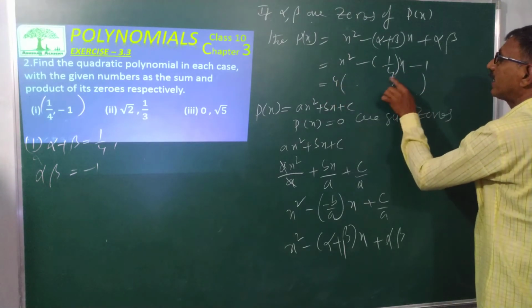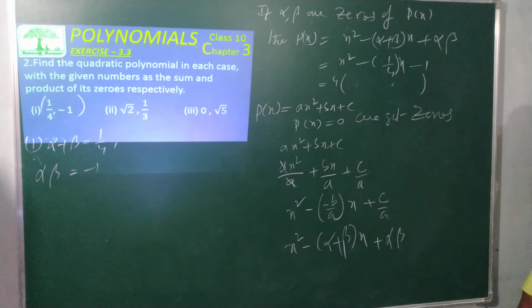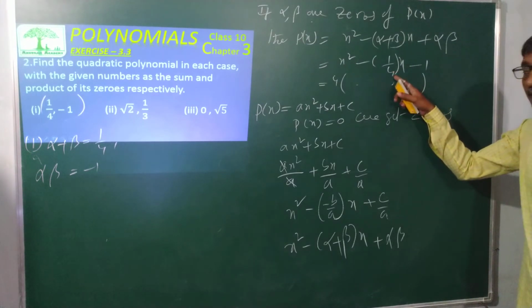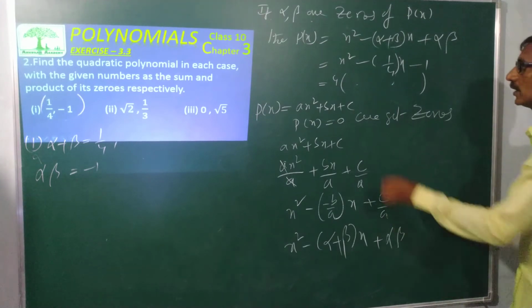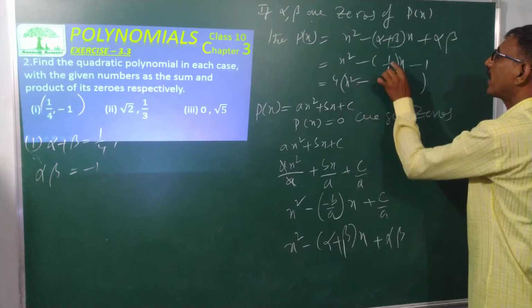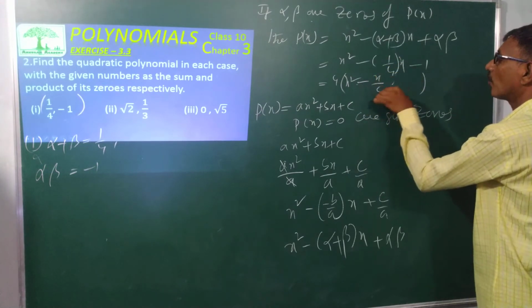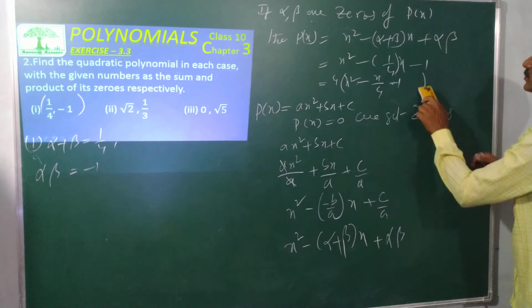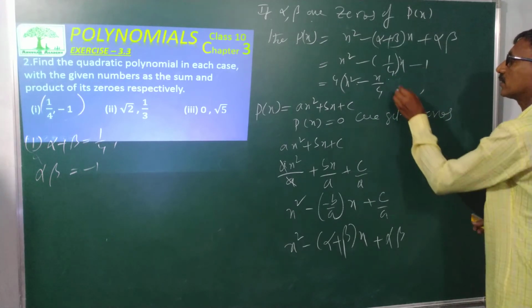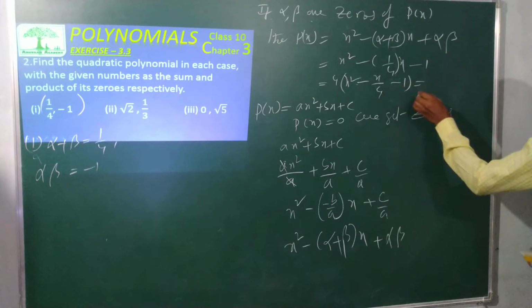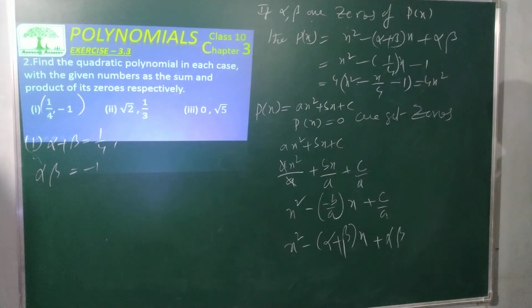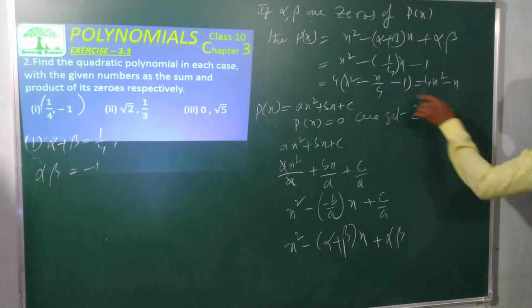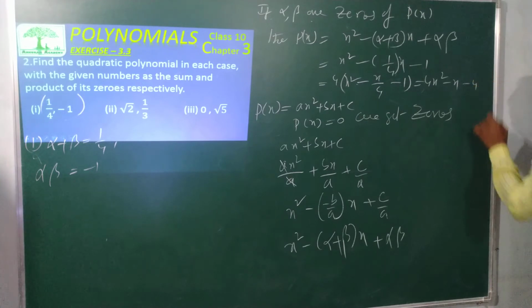My denominator is 4, right? That's the reason I would like to multiply with 4. If my denominator is 7, I would like to multiply with 7. Am I clear? So x square minus x into 1, x by 4 minus 1. Minus 1 I would like to write. This is equal to 4x square, 4 into x square, 4x square. And 4 into x by 4 minus x, 4 into 1 minus 1. This is my quadratic polynomial.